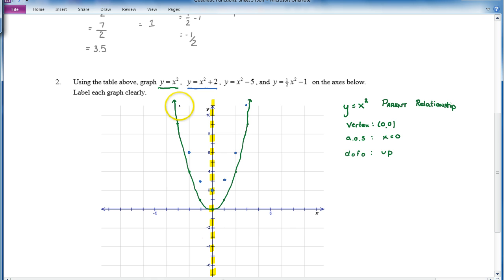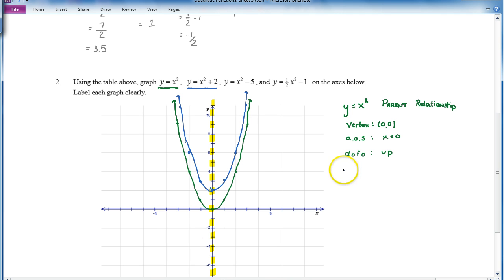And there is my graph of y equals x squared plus 2. So what I've done is, as opposed to doing this labor-intensive table of values, I see that I just take my parent graph and shift it up 2.